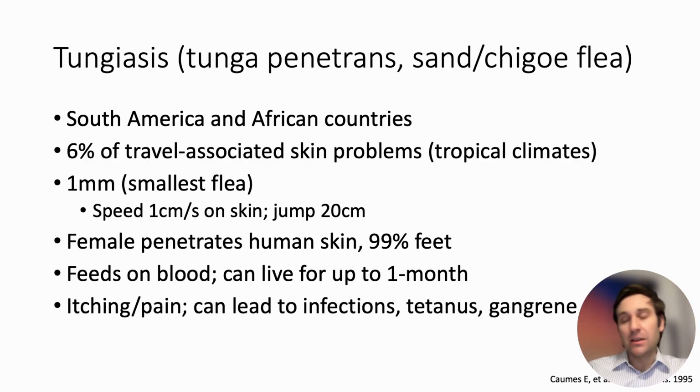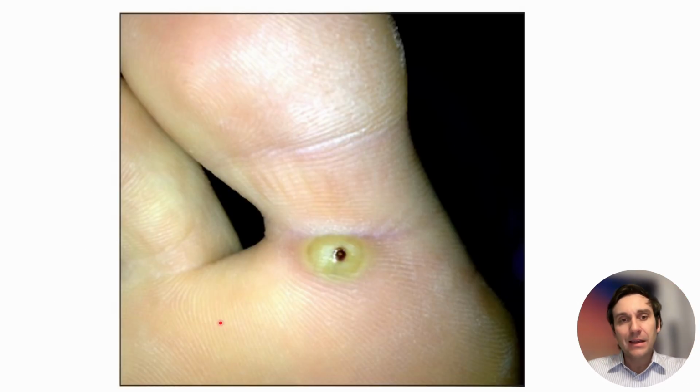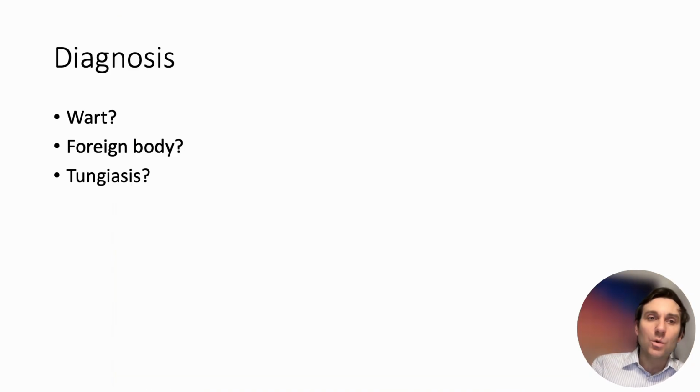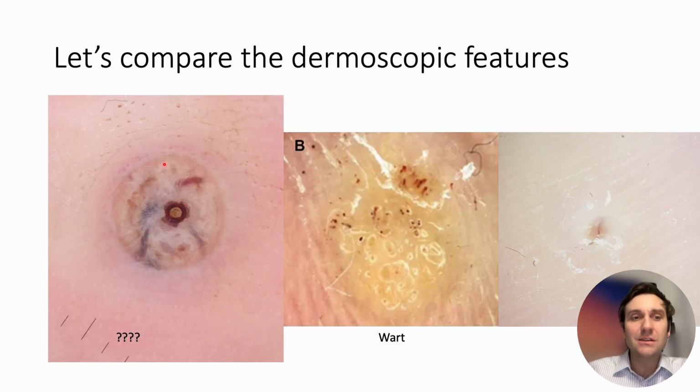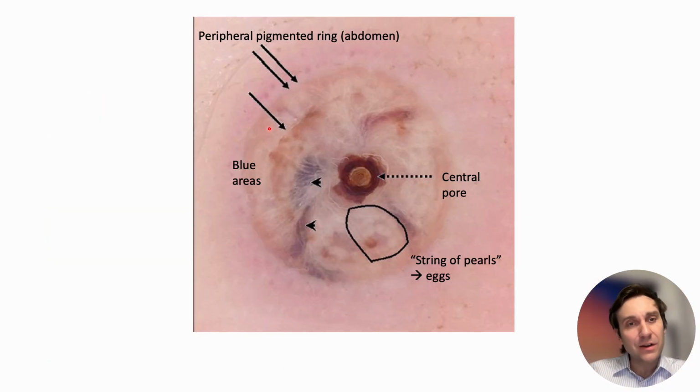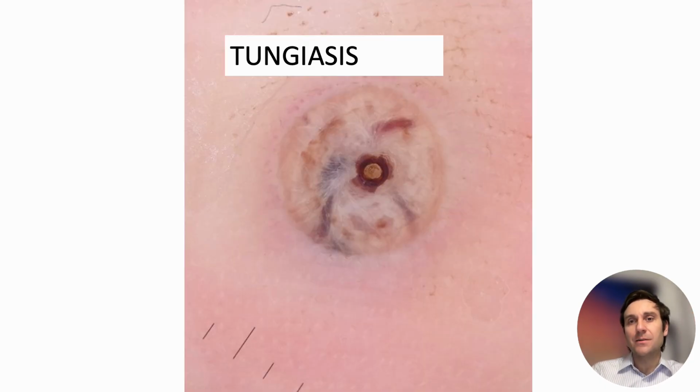It causes itch, you can have infection, tetanus, gangrene, etc. And this is the clinical appearance, right? It mimics warts, right? So differential diagnosis here is wart, foreign body, or tungiasis, but dermoscopy is so characteristic. I'm going to show you the comparison of the differential diagnosis. This, of course, tungiasis, wart with the interruption of dermatoglyphics, these thrombosed vessels, and the keratin, and this is just foreign body, right? On dermoscopy, you'll see the central pore, which is very classic, plus the X sometimes, and this peripheral ring here, classic of tungiasis here.